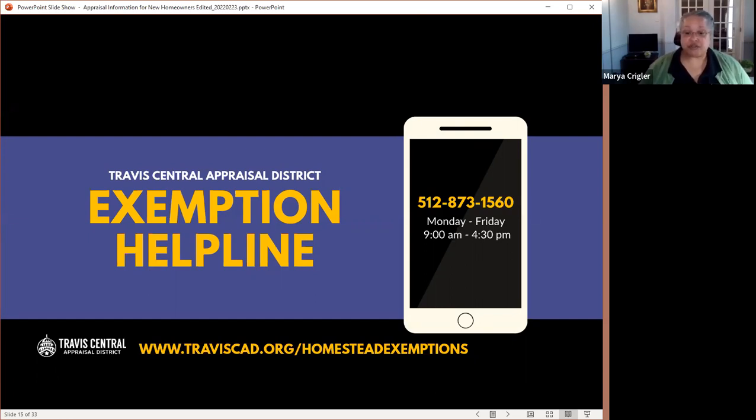It's a little bit speedier if you do it online. That gets processed a little bit quicker than those that get sent in by mail. We're seeing a lot of delays in mail, so mail takes a while to get in. Plus, it's a lot more paperwork that we have to manage and handle, so it takes us a little bit longer to process homestead applications that are submitted by mail.